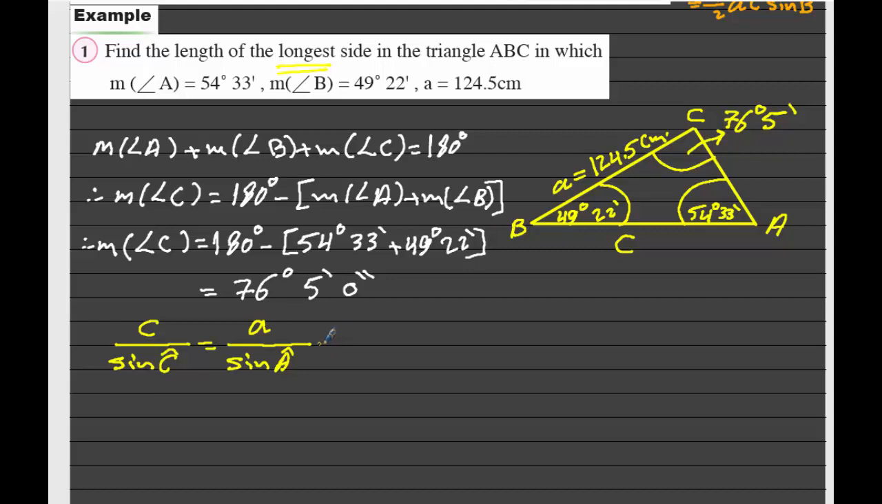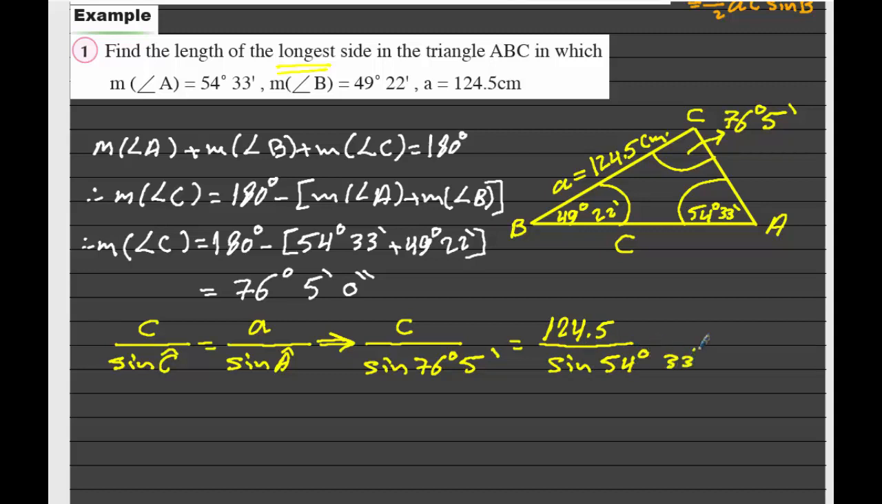And we will substitute. Now C over sine 76 degrees 5 minutes equals A. I use A here because it is given: 124.5 centimeters over sine A. Sine 54 degrees 33 minutes.